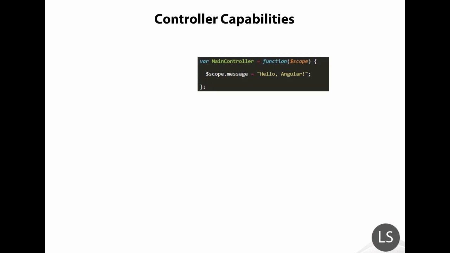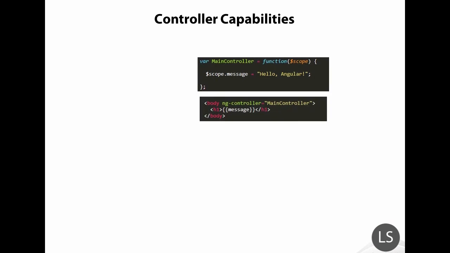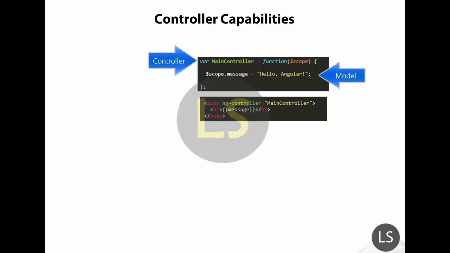Now we've seen a controller in action, and we see that the primary responsibility of a controller is to set up the model on our scope object. Angular passes scope to our controller function, and our controller manipulates that scope. Notice how our controller never has to directly manipulate the HTML, or what we call the view. It only manipulates scope by attaching a model. And then we use binding expressions to move data from the scope into the view.